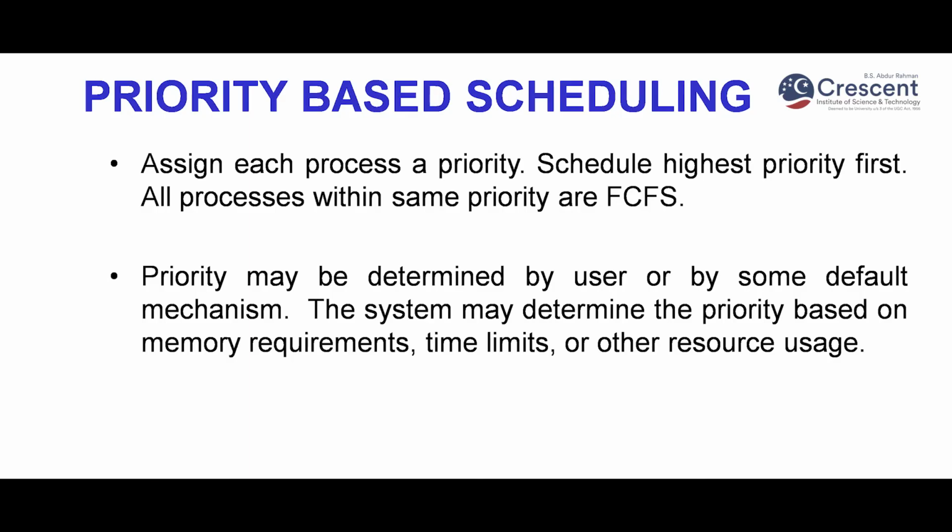Now let me explain the priority based scheduling. For example, assign each process a priority. Schedule the highest priority first, and notice that all processes within the same priority are FCFS. FCFS is nothing but first come first serve. Priority may be determined by the user or by some default mechanism. The system may determine the priority based on memory requirements, time limits, and other resource usage.